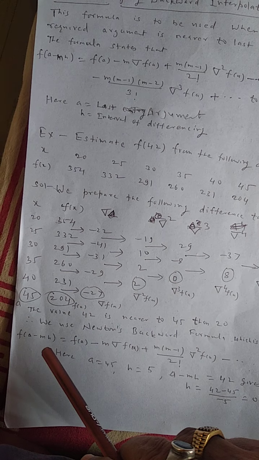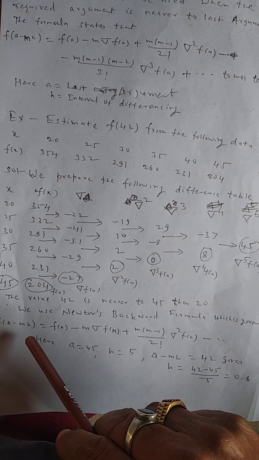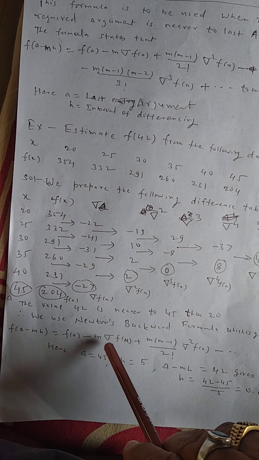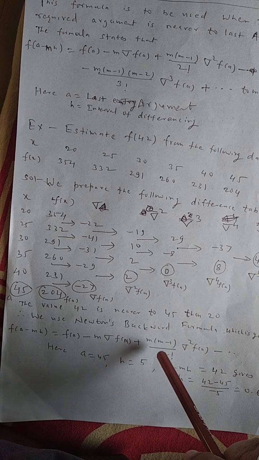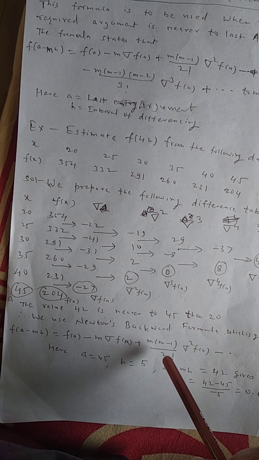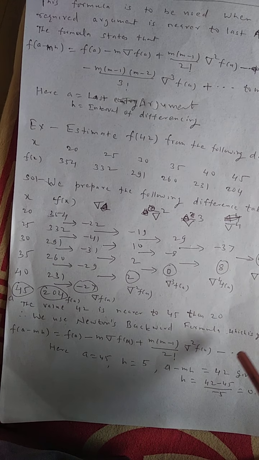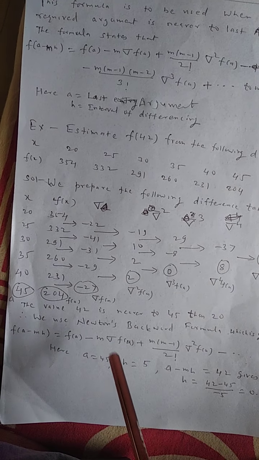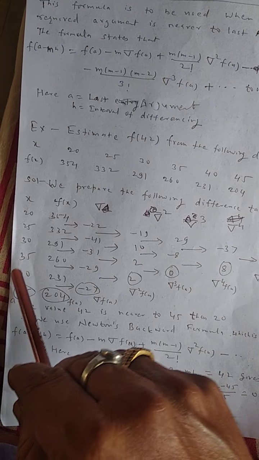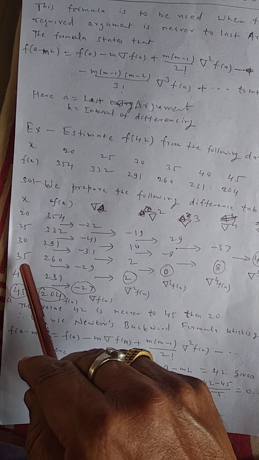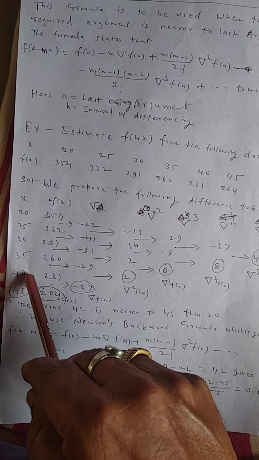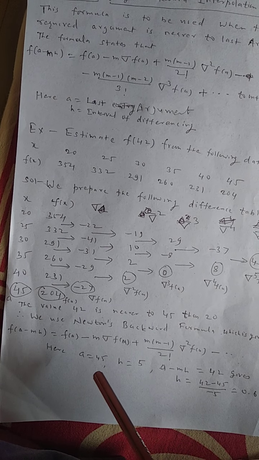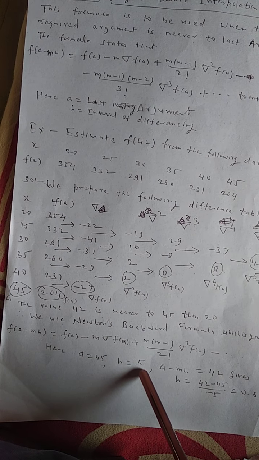Then Newton's backward formula states that f of a minus mh is equal to fa minus m del fa plus m into m minus 1 divided by 2 factorial del square fa minus, and so on. So what is a? We have marked here. A is 45. What is h? H is the interval of differencing: 45 minus 40, that is 5, or 40 minus 35, 35 minus 30. So the constant difference. H is the interval of differencing, that is 5.